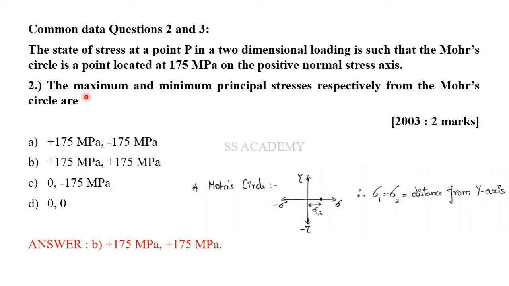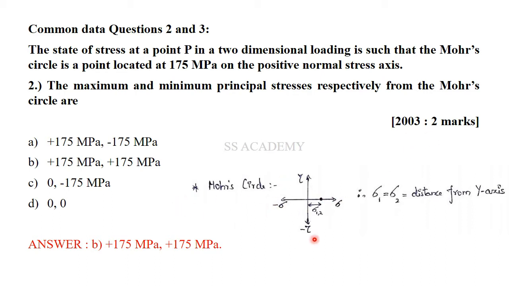Okay, the question is: the maximum and minimum principal stresses respectively from the Mohr circle are? They have asked the major and minor principal stresses, and they have given the magnitude along with the sign, which means they have asked whether the principal stresses are tensile or compressive. And it is a 2003 GATE question asked for 2 marks.